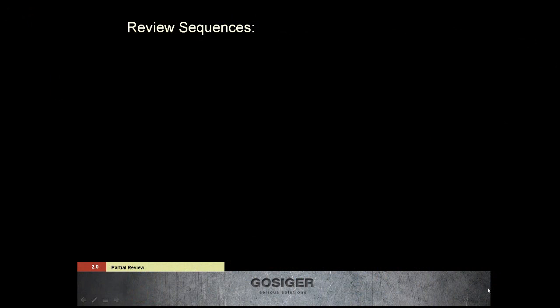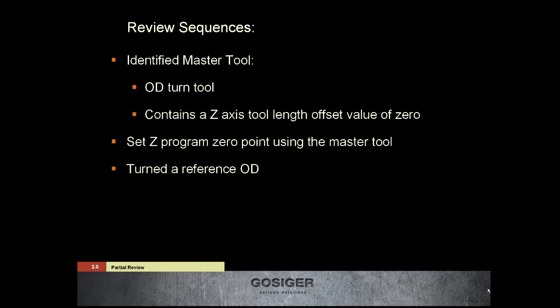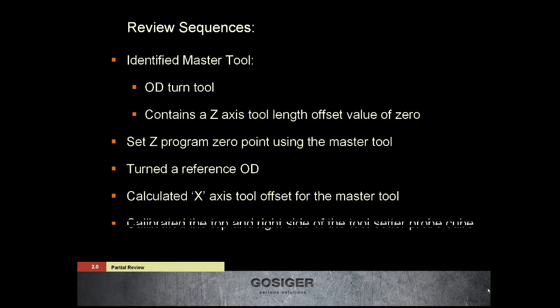Let's review the sequences we've performed so far. We've identified the master tool as an OD turning tool, and we noted that it contains a Z-axis tool length offset value of zero. We set the Z program zero point using the master tool, and then we turned a reference OD using that tool. We then calculated the X-axis tool offset for the master tool, and finally calibrated the top and right side of the tool setter probe cube.